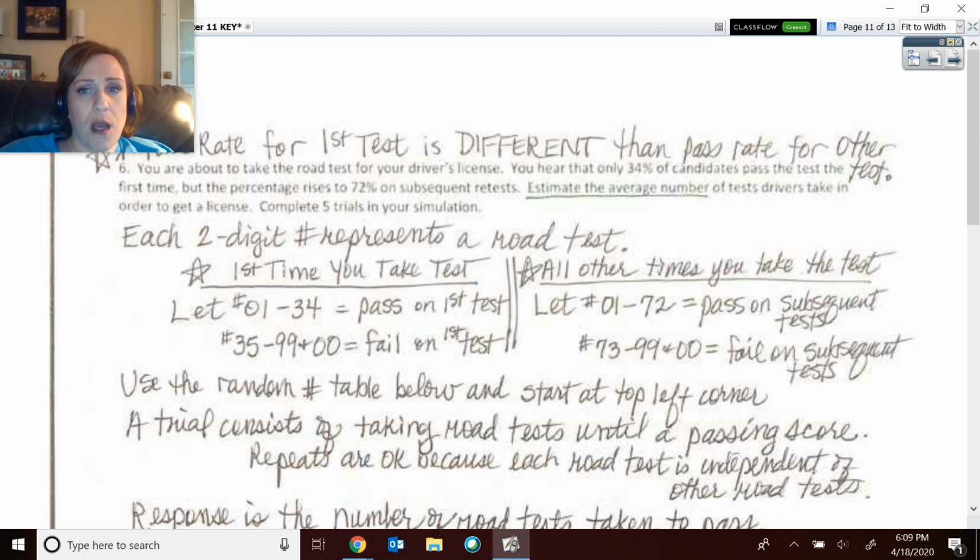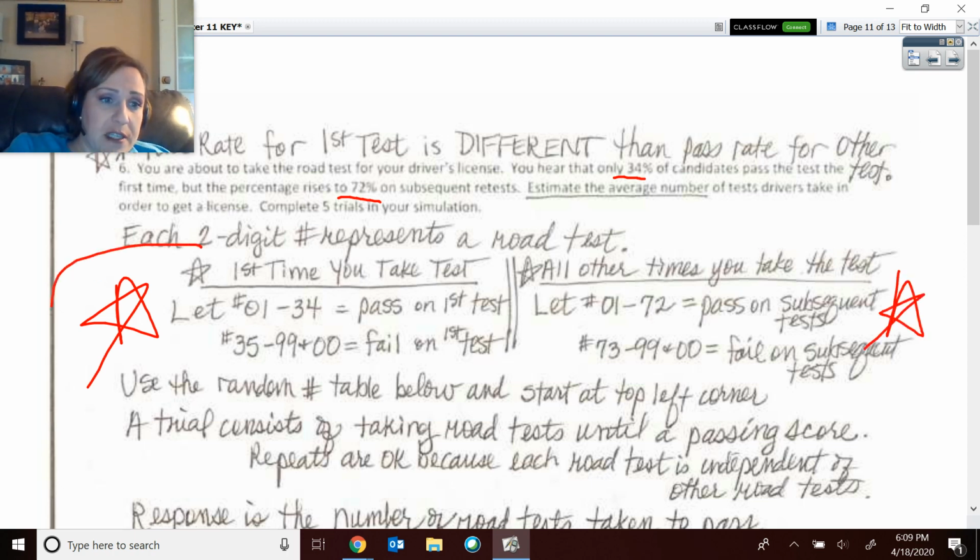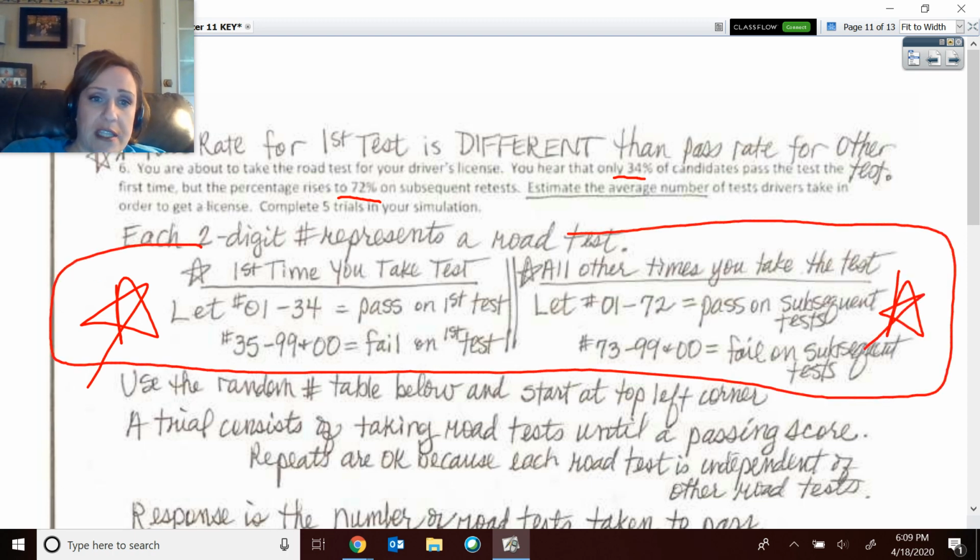All right, so here's this number 6, and I had put a little hint video in the notes or in the Canvas page for this to help you. The key is that the rate for the first driving test is different than the rate for the subsequent tests. So I'm going to be using these 2-digit numbers because we need to be accurate to the ones place, but this is where it was kind of a different situation. So let's take a look at this.